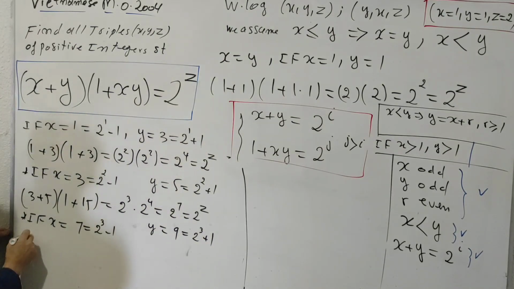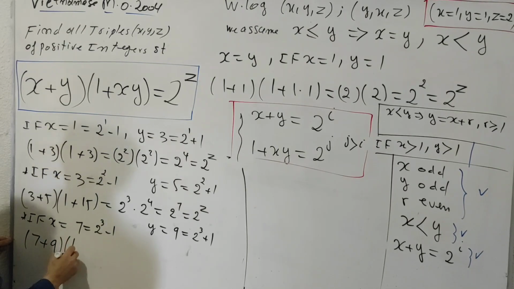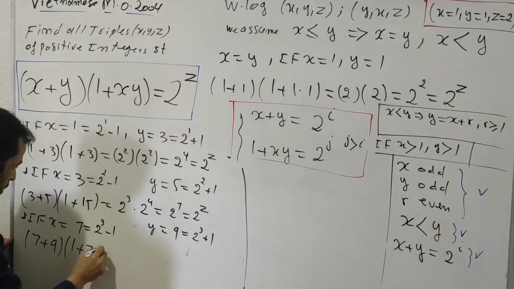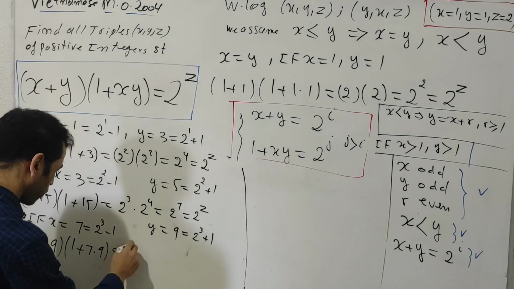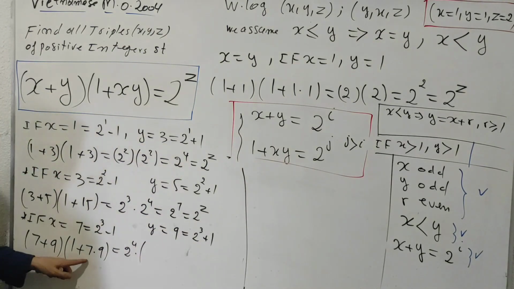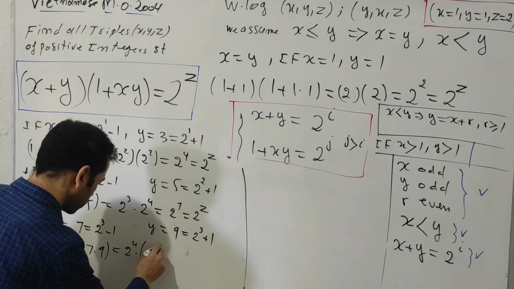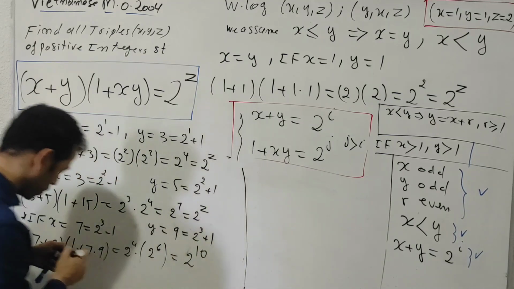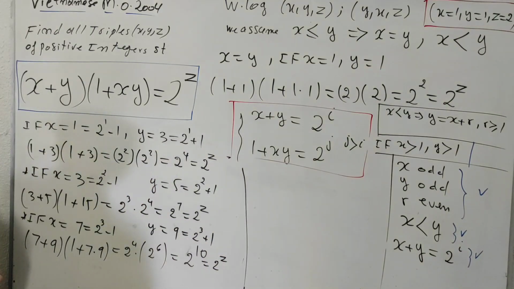x plus y is the same as 7 plus 9. Factor 1 plus x, which is 7, multiplied by 9. 7 plus 9 is 16, which is the same as 2 to the 4th. 7 multiplied by 9 is 63. 63 plus 1 is 64, which is the same as 2 to the 6. Okay, it's giving us 2 to the 10 equals 2 to the z. That means it's verifying our equation.